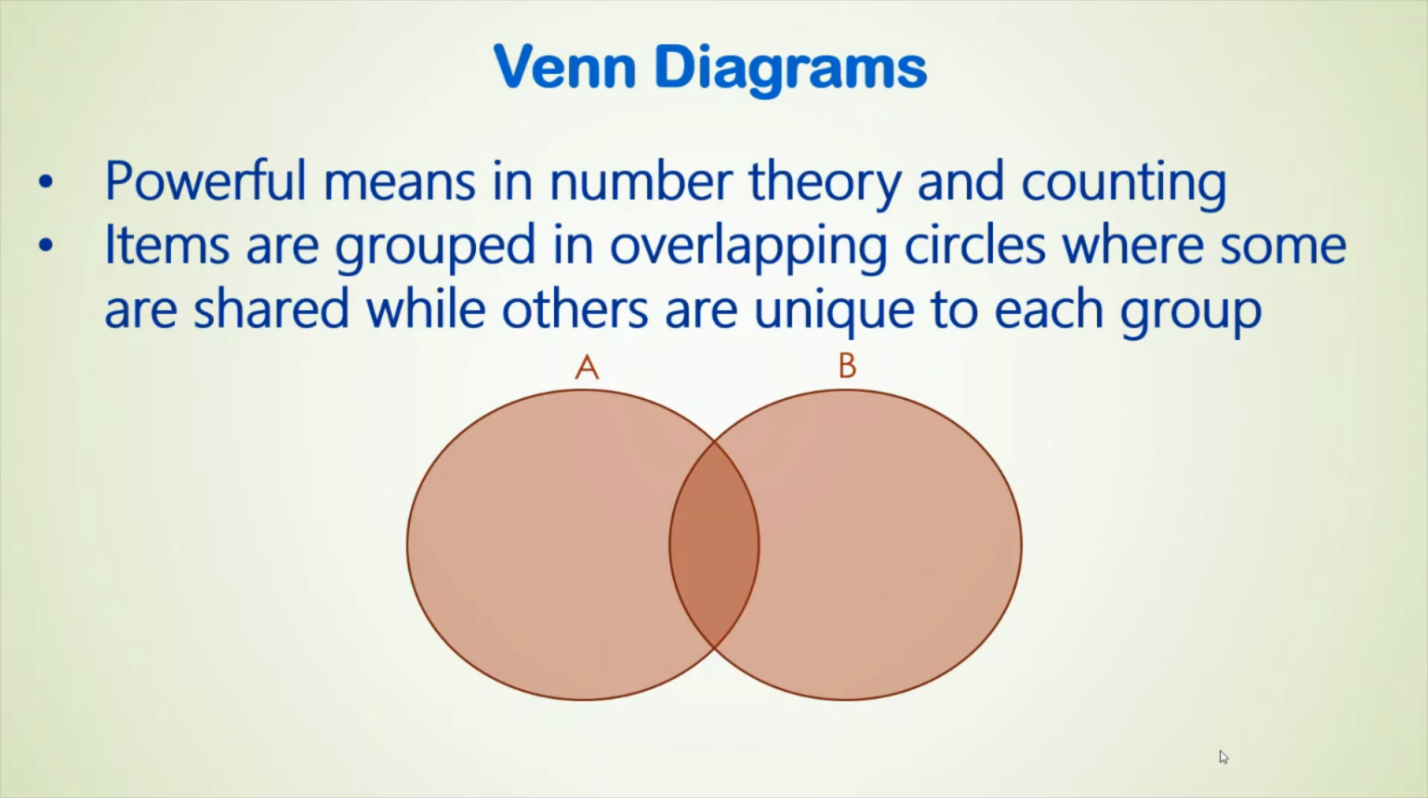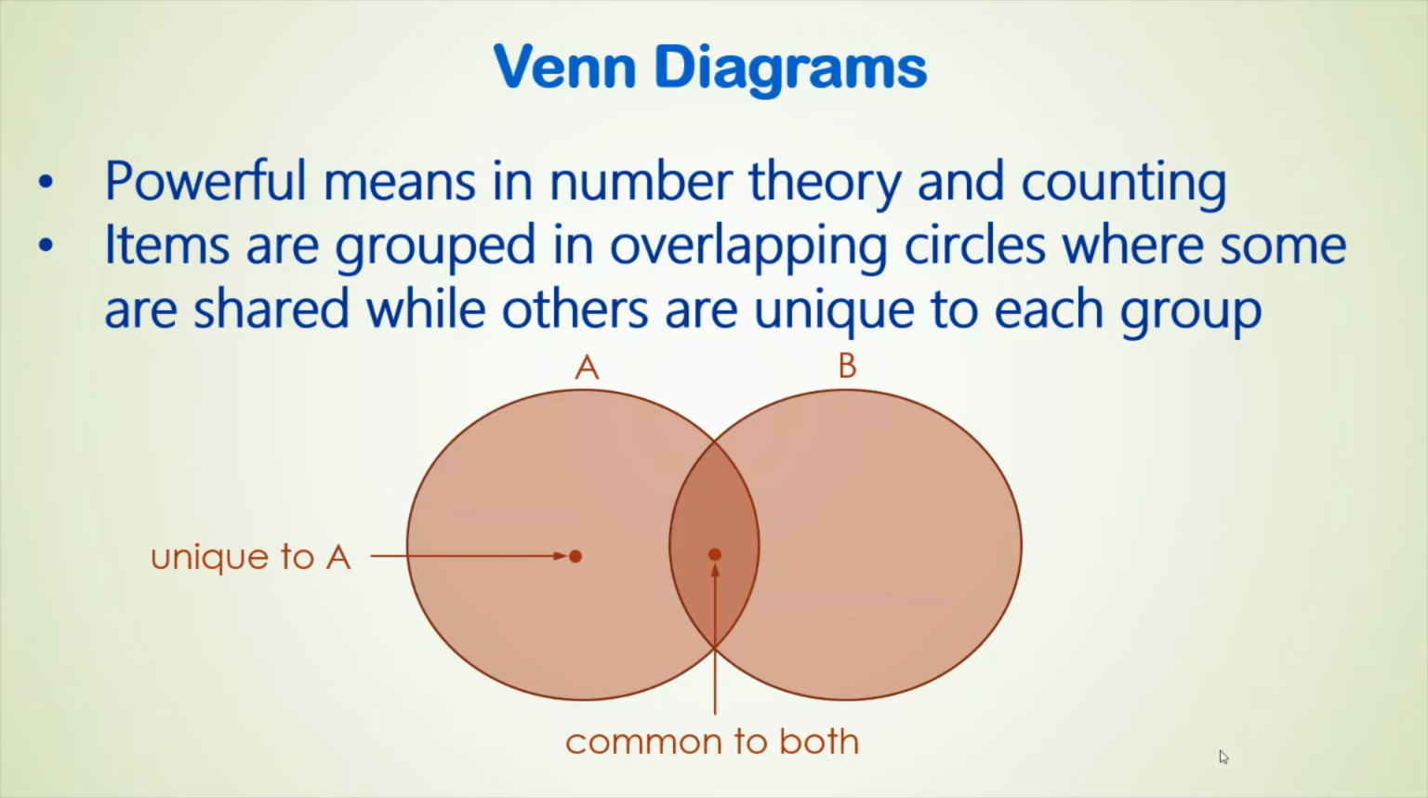Let's take a look at Venn diagrams. A Venn diagram is a powerful tool used in helping us solve number theory problems such as finding the greatest common factor. It's basically an illustration that uses circles to describe the relationship among items. Items are grouped into overlapping circles. Here we have items grouped into two circles, group A and group B. Some of the items are common to both, and they appear in the overlapping section of both circles.